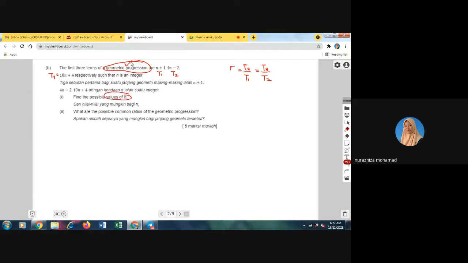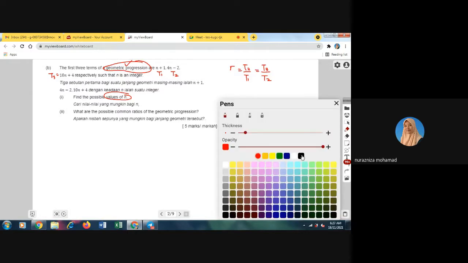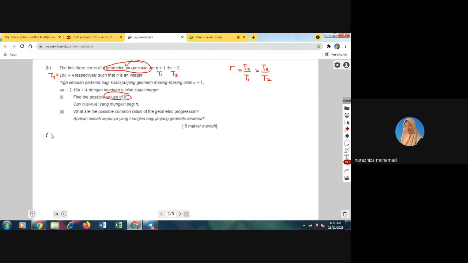Since this is a geometric progression, it has a common ratio. Therefore, we know that T2 over T1 is equal to T3 over T2. So T2 is 4n minus 2 over T1 is n plus 1. This is equal to the third term, 10n plus 4 over the second term, 4n minus 2. So now you just need to cross multiply and solve this equation. You will get the value of n.